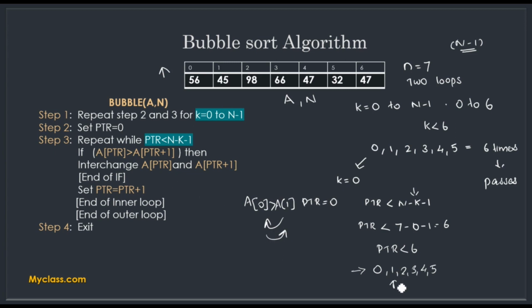At that time the ptr value should be 1. Then we check A of ptr and A of ptr plus 1, that is 45 and 98. If an interchange is required, we exchange these values. Like that the algorithm works.